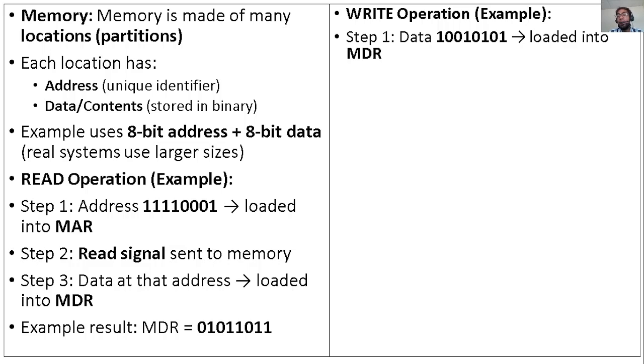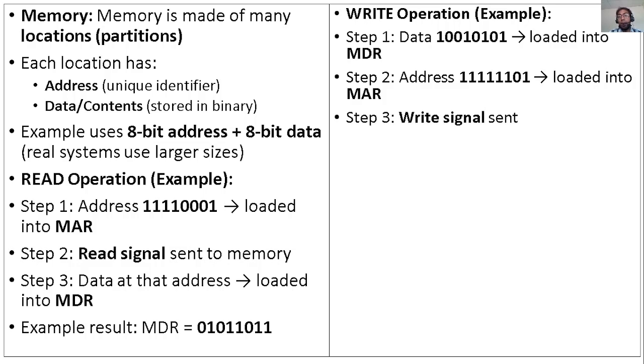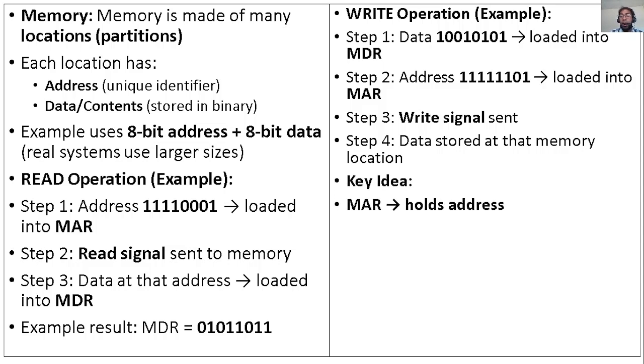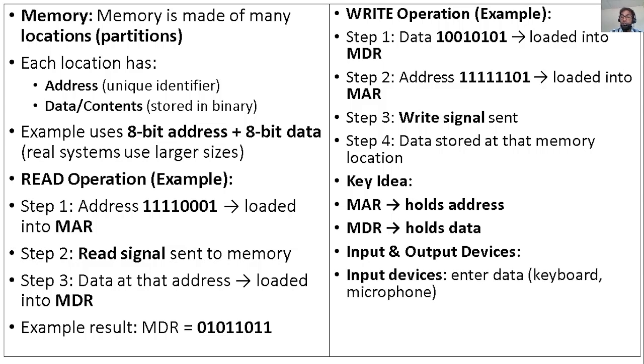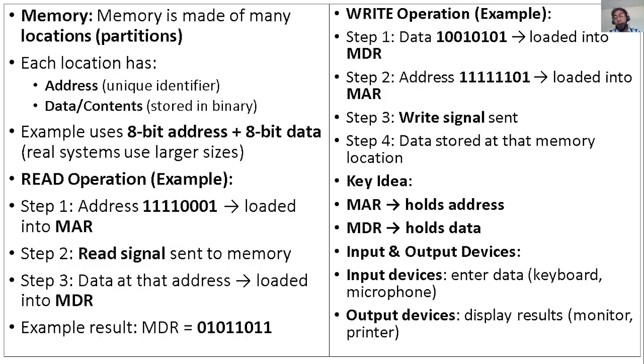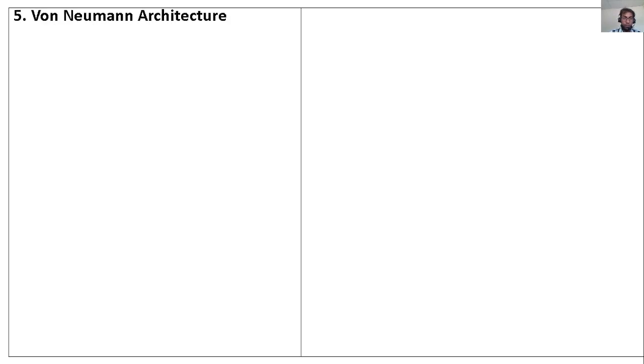And then there is a write operation. This data is loaded into the MDR, and then the address is loaded into the memory address register, and then the write signal is sent. Once the write signal is sent, data is stored at the memory location, in the RAM. The memory address register holds the address, the memory data register holds the data, and input devices enter data. Output devices display the results, and they get that result from the accumulator.